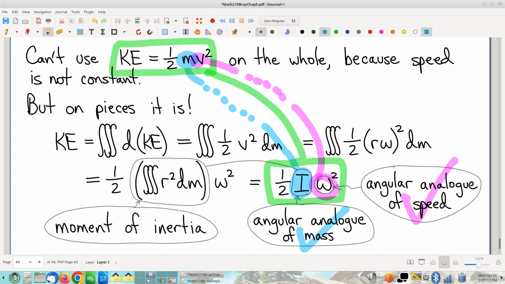It's a little bit creepy, but everything fits if you think of it this way. So what is this thing? Well, it's this formula. That's just, again, how the algebra works out. And the term that we use for this thing here is moment of inertia.